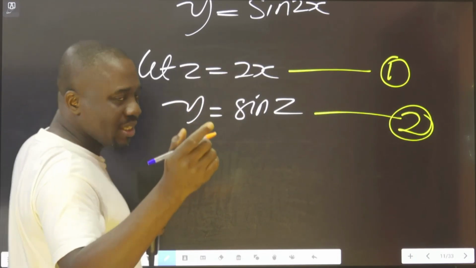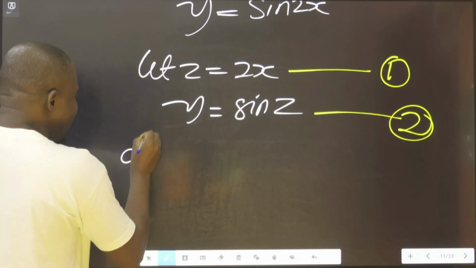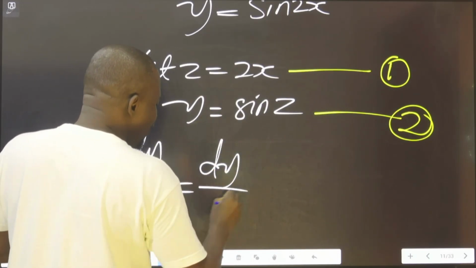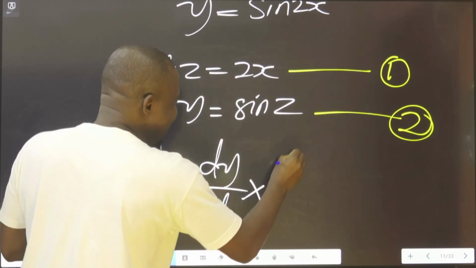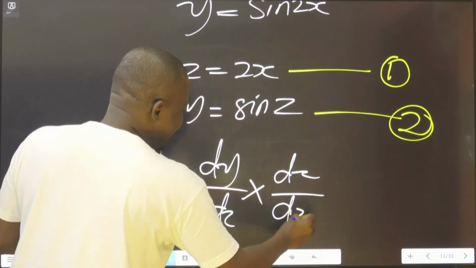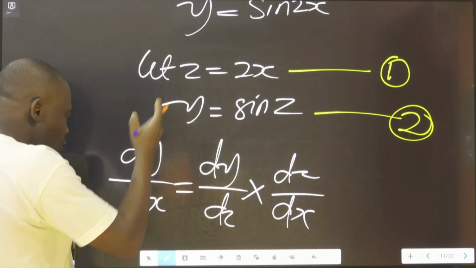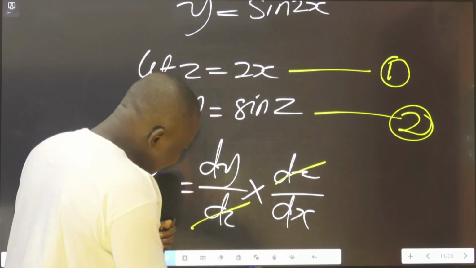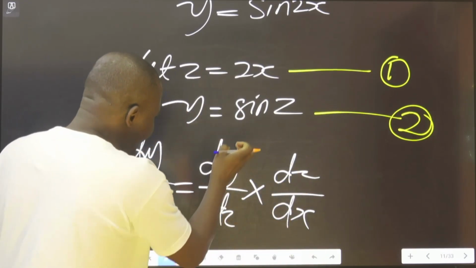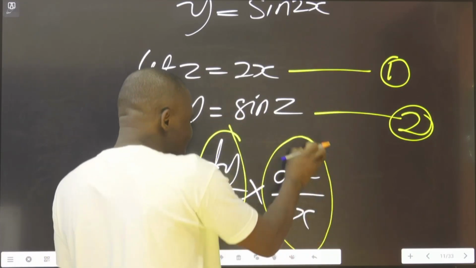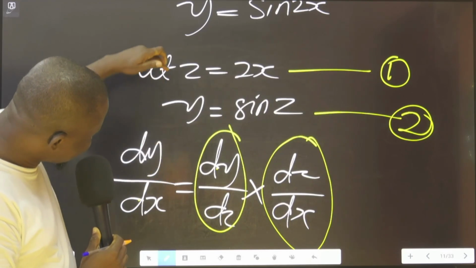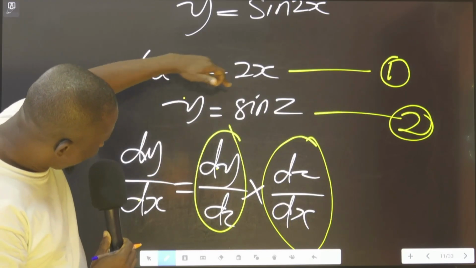Okay, before that, this is a formula. That is, dy over dx is equal to dy over dz multiplied by dz over dx. At the end of the day, this equals this, because if you cancel dz, you are still going to have dy over dx. So first of all, we find this, then we find this, and we multiply. What is dy over dz?